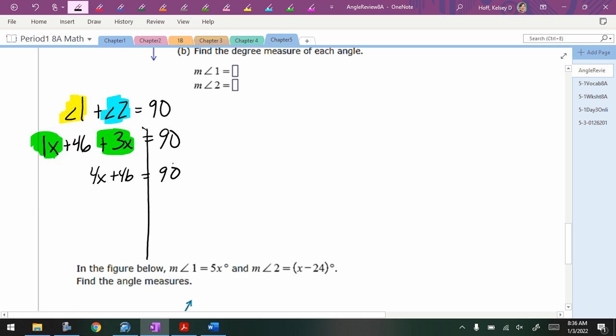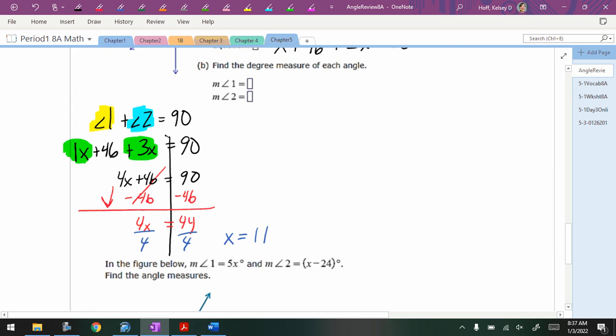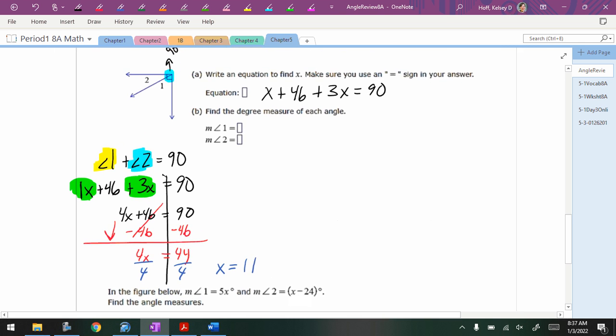Now what do I want to do? Subtract my 46 from both sides. 4x equals 44. Then I divide by 4 on both sides. x equals 11. Now here's the deal.